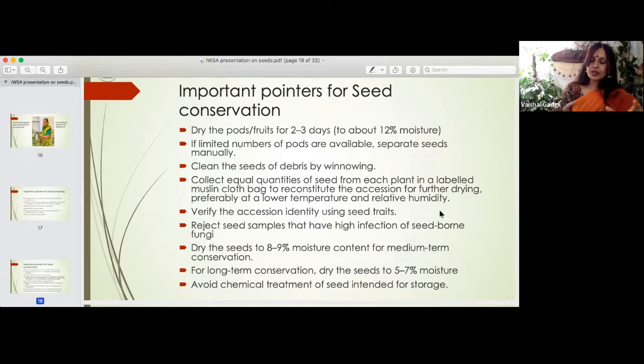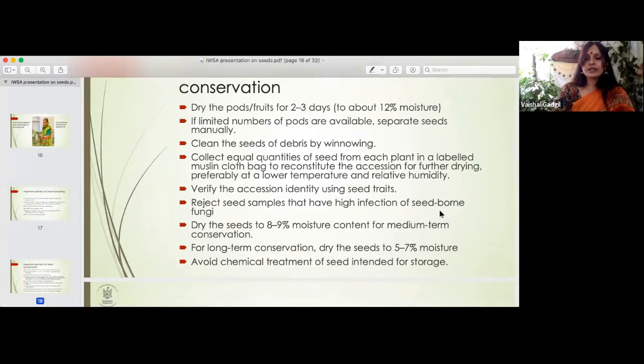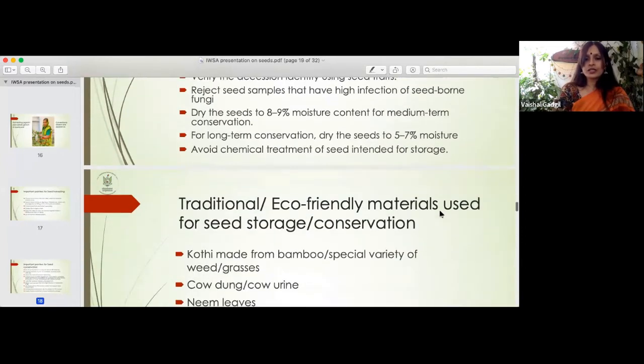Reject seed samples, within the pod also, or whatever you have harvested, which have high infection, especially fungal infection. You will see it, just reject that for long-term conservation. Dry the seeds to 5 to 7% moisture, and naturally, of course, avoid any kind of chemical treatment on your seeds.